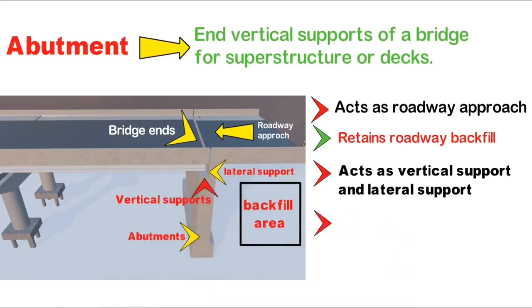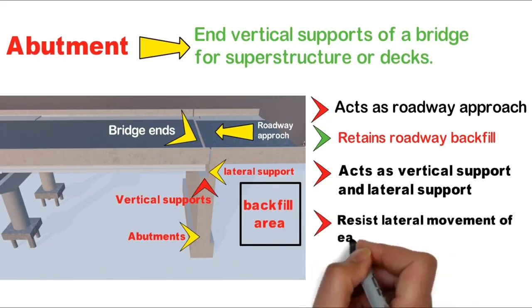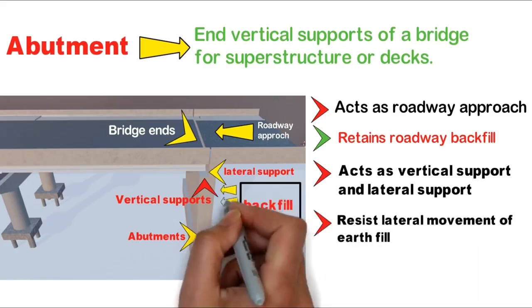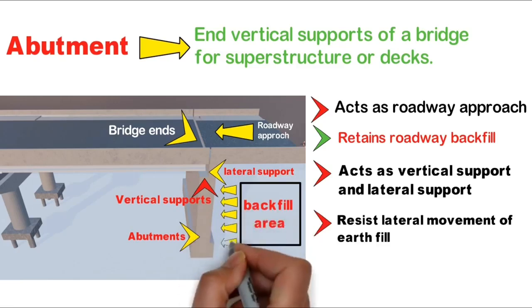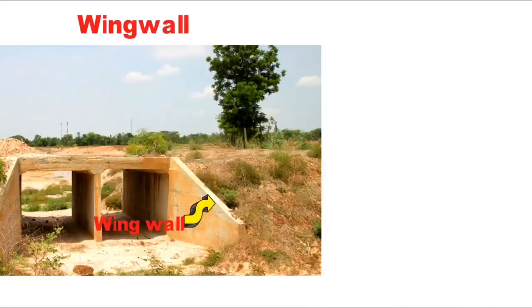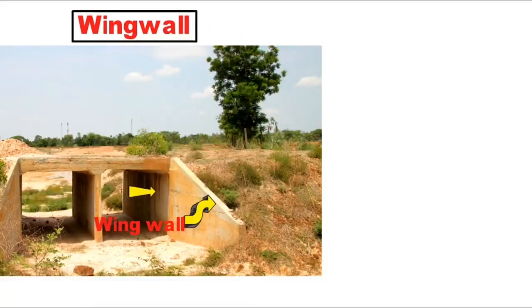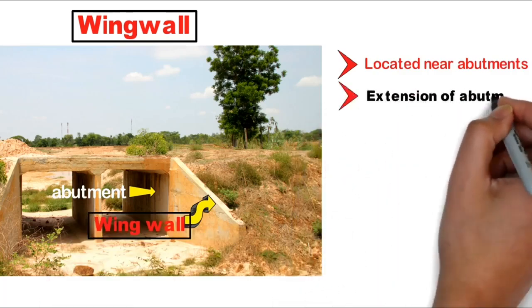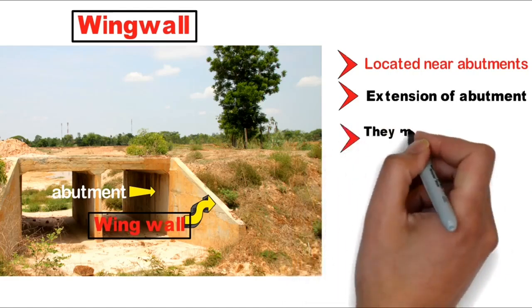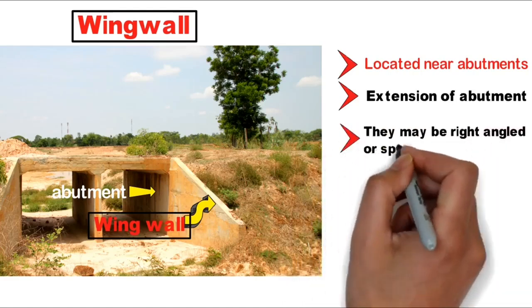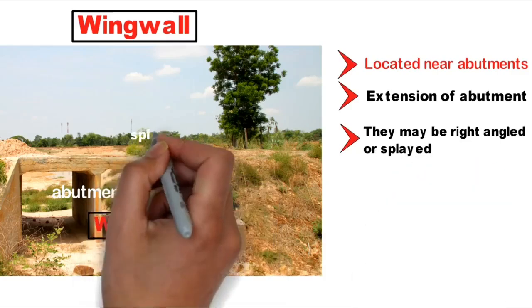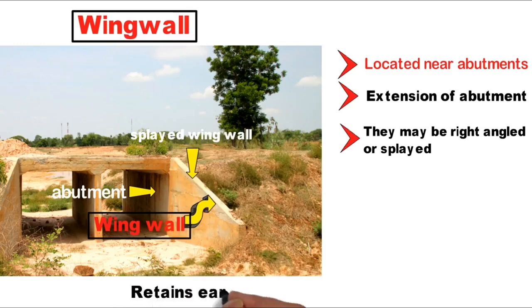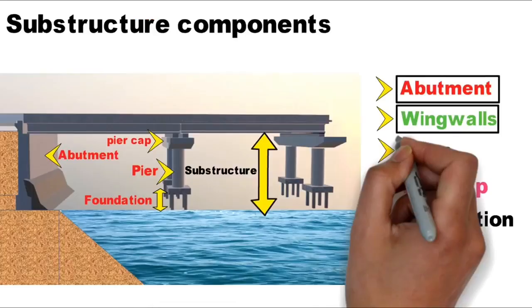The main function of the abutment is to resist the lateral movement of earth fill. This is the backfill, and it has a tendency to move inside, and the abutment will resist it. Then comes the wing wall. This is a typical picture of a wing wall, and this is the abutment. They are located near the abutments. This is the wing wall, and they are basically an extension of the abutments, but sometimes they may not be. They may be at right angles to the abutment, or they may be splayed, and this is a splayed one. It's a slanting one. That is why it's called a splayed wing wall, and it retains earth in the approach area.